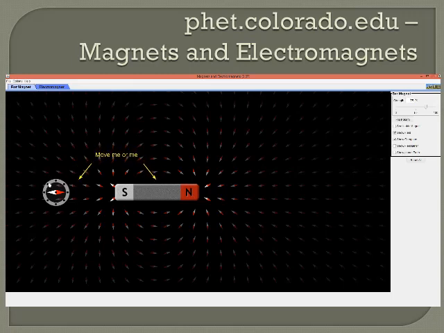Now, when you first load up the simulation, you're going to see a bar magnet with a south and a north pole. You're also going to see a little compass with a little needle. And again, the needle is the north end.